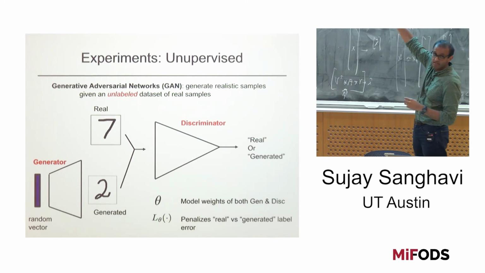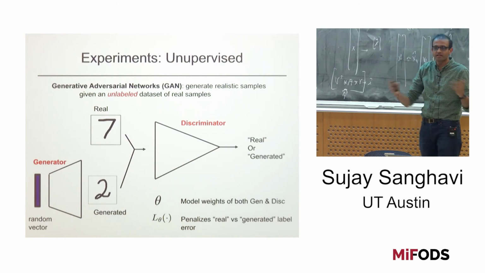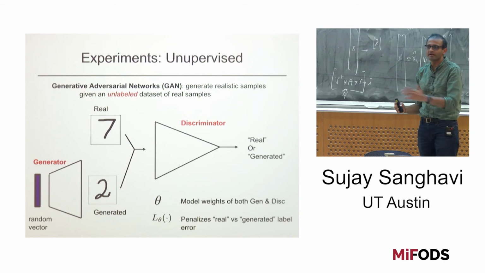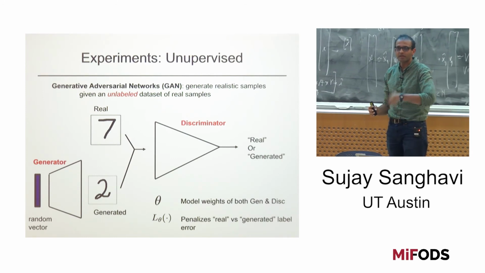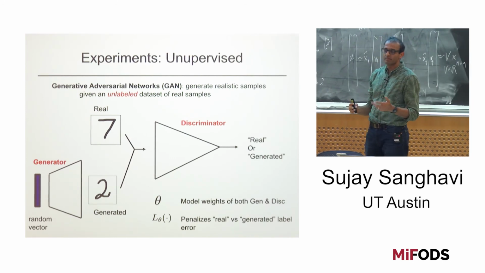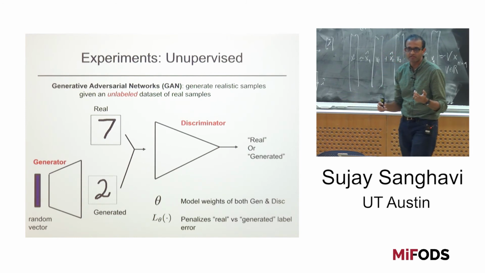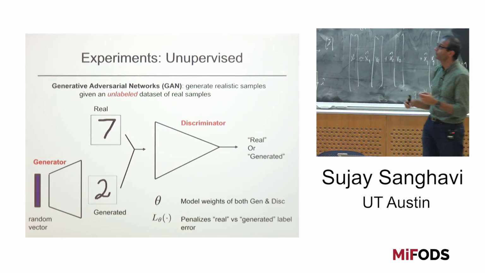The way they are trained is, suppose for now I just have clean data. I have a bunch of handwritten images, and I want to generate random new images that look like handwritten digits, but are actually generated, not real, right?